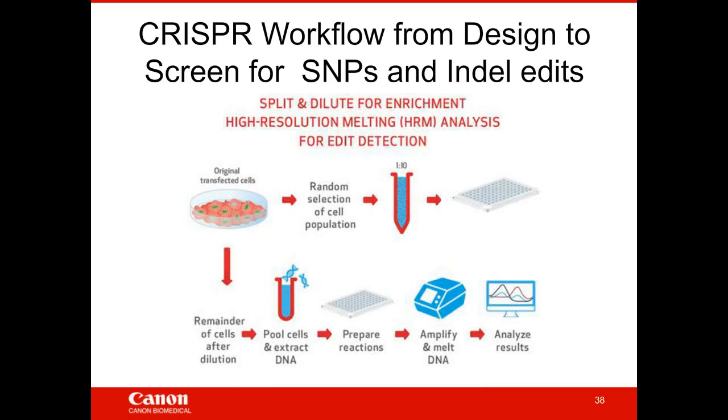After the cells have been transfected, you will want to split and dilute them for further enrichment. However, at this time, you will perform your first screen to check if any cells were edited and acquired the mutation. If using HRM, you will want to pool the cells, extract the DNA, prepare the reactions, and run on a thermocycler to determine the genotype.